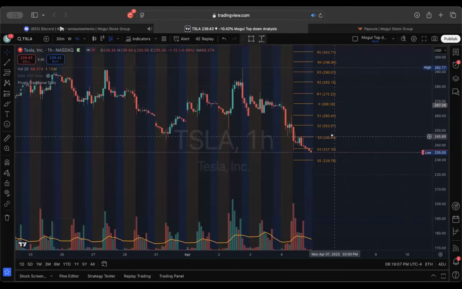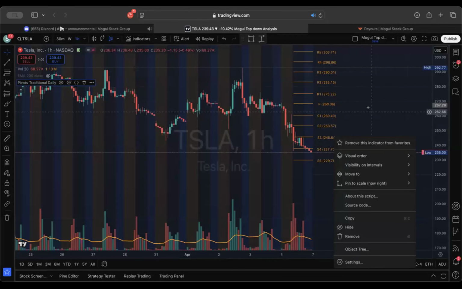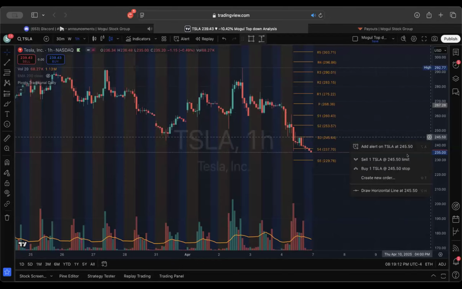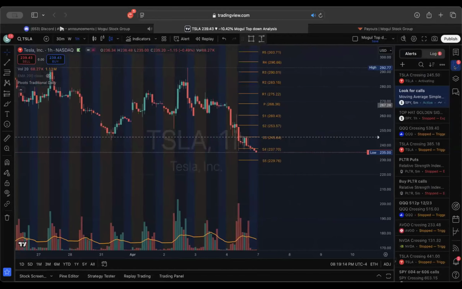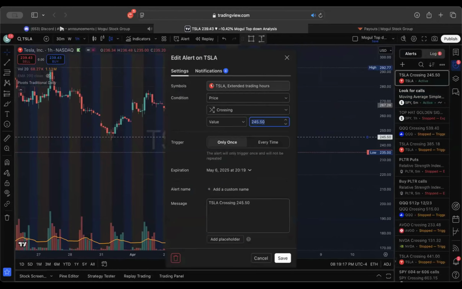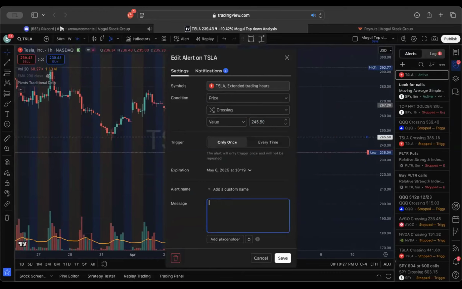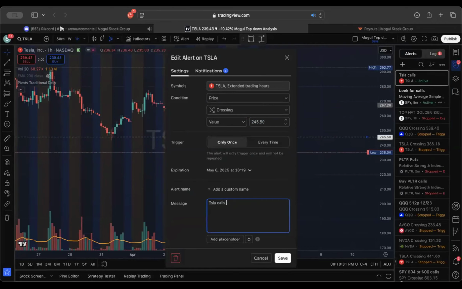One thing I like about TradingView is that you can right click these things or hit here and you can add an alert. I use alerts all the time. This is how I'm not married to my desk. So we have that 245.50. I'll do something like this and the message will be Tesla calls, broke above pivot point. I would even sometimes get as crazy as putting in the contract, just as an example, 618 or something like that.